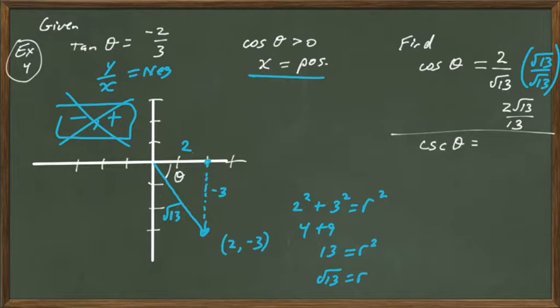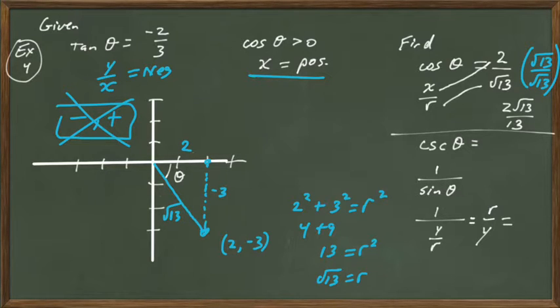Now if you think about it, what was cosine? Was cosine x over r? Was the x 2 and was the r this? Cosecant is 1 over sine. Sine is y over r. 1 over a fraction makes it into its reciprocal, r over y. So what's r and what's y? And that should be your answer for cosecant.